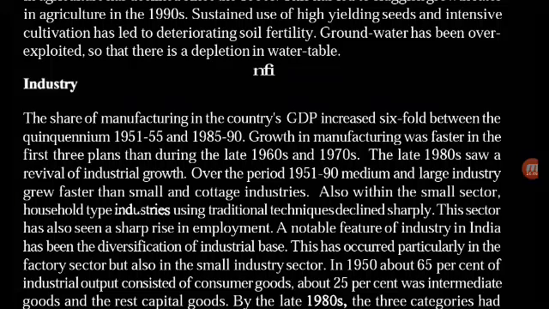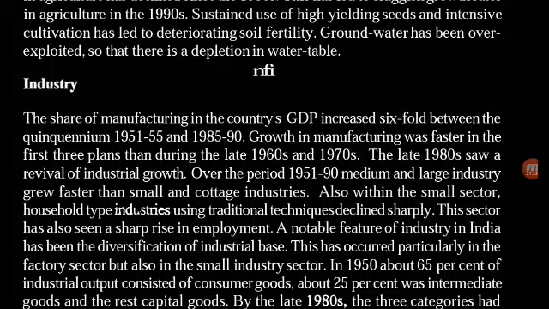Industry. The share of manufacturing in the country's GDP increased sixfold between the quinquennium 1951 to 55 and 1985 to 90. Growth in manufacturing was faster in the first three plans than during the late 1960s and 70s. The late 1980s saw a revival of industrial growth. Over the period 1951 to 90, medium and large industry grew faster than small and cottage industries. Also, within the small sector, household type industries using traditional techniques declined sharply. This sector has also seen a sharp rise in employment.